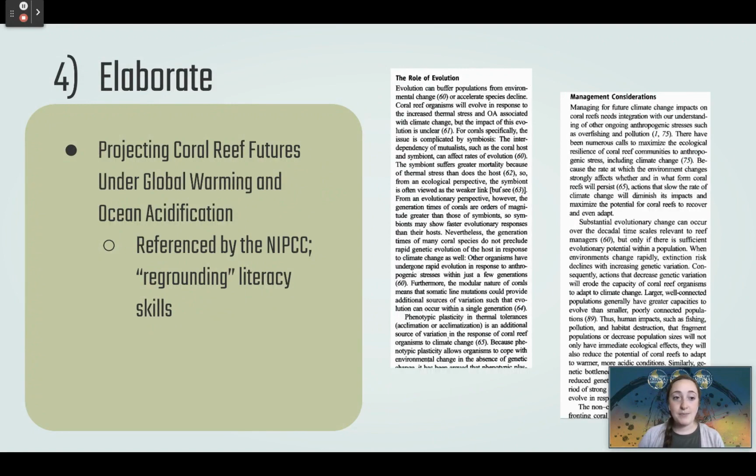After they've gone through and collected that empirical data and done a lot of background research, they'll also practice doing some scientific reading in this elaborate step. They'll read a paper called Projecting Coral Reef Futures Under Global Warming and Ocean Acidification. This is a paper that's specifically referenced by the NIPCC, which uses it to claim that the organisms within our ecosystems, particularly our marine ecosystems, are super resilient to climate change and that they can bounce back and it's basically good for them, which we know is not true.